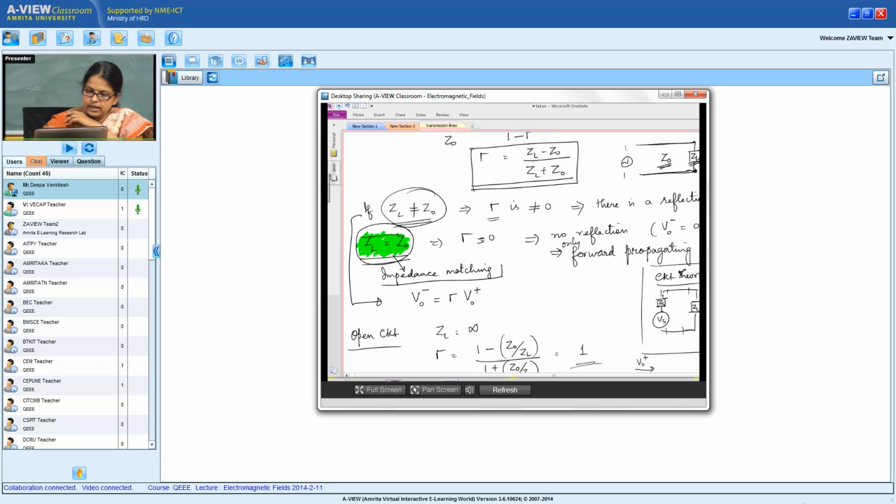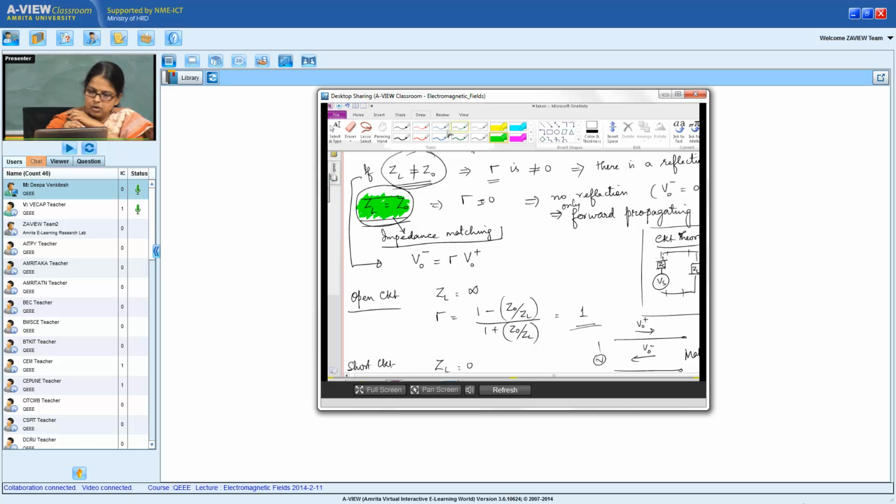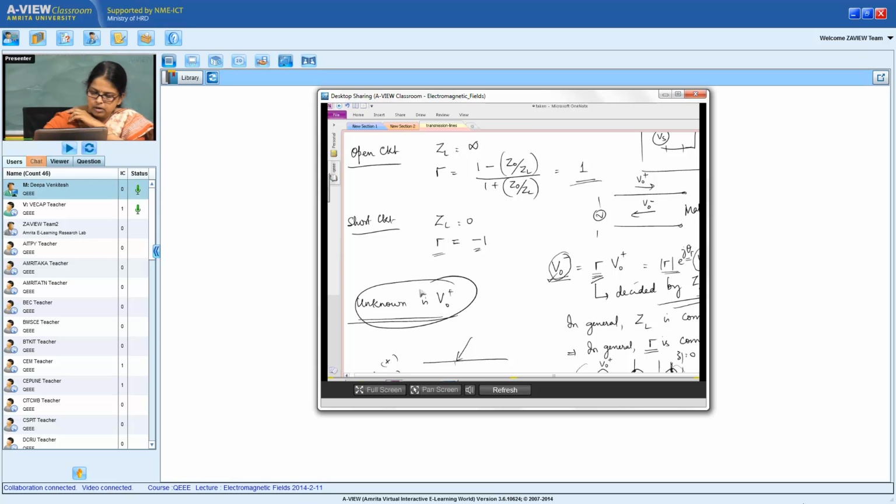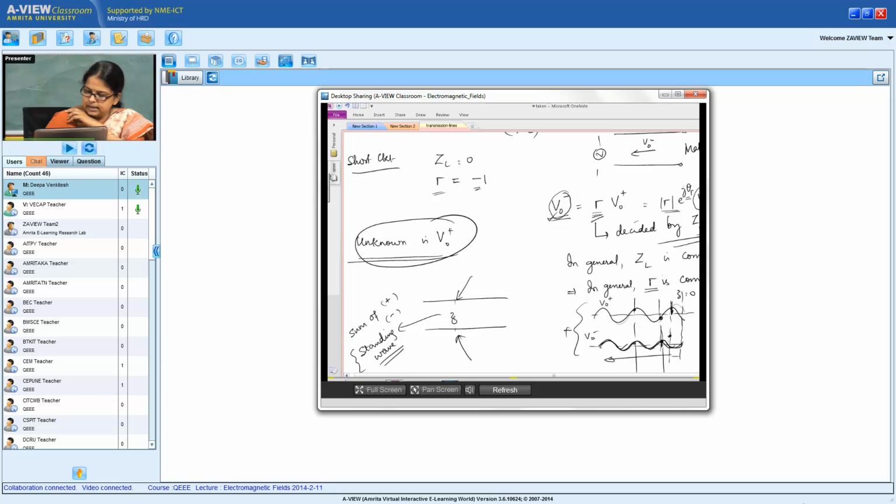And we also realize that the problem now is reduced to finding this unknown V naught plus. And I said that we will talk about standing waves, which is actually the resultant of the forward and the backward propagating wave. That concept we will come to in the next class.